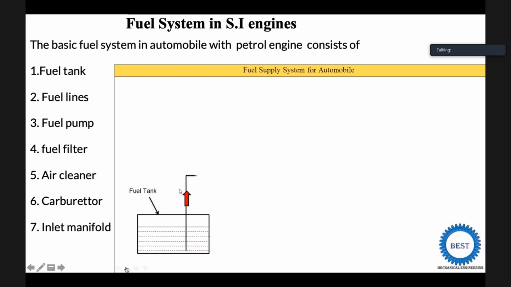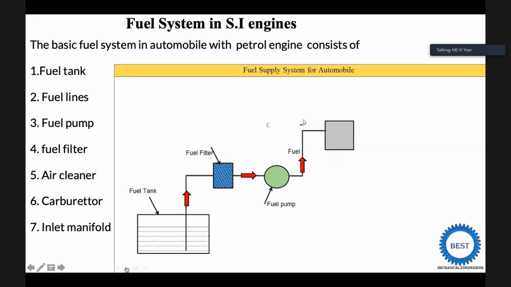Fuel tank, fuel is supplied to the fuel filters. Then after this, fuel is supplied to the fuel pump, and from the fuel pump, the fuel is supplied to the carburetors. And we already know that in a carburetor, two things are mixed: one is the air and second one is the petrol. This diagram you see is for the SI engines. When we use the carburetor, it is for an SI engine, means spark ignition engine, means a petrol engine.